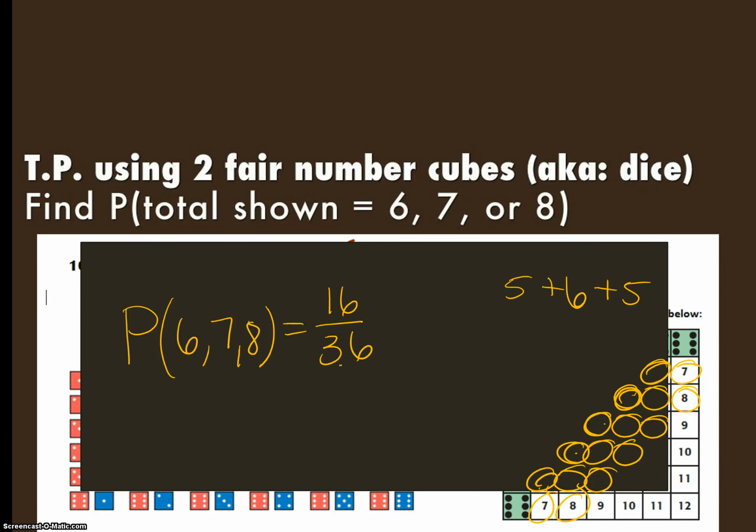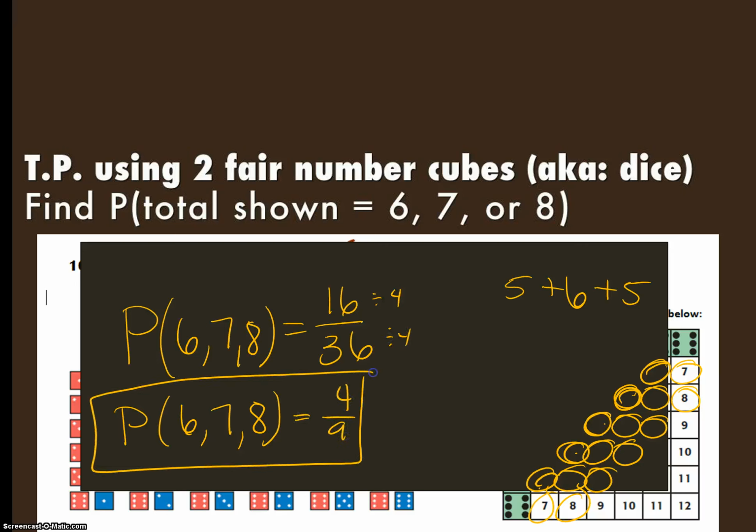Then I want to make sure I simplify my fraction. So you can either use the ABC button, or you could divide by 4 over 4, your greatest common factor. So if you divide by 4 over 4, you'll also get your reduced answer of 4/9. That's your final answer.